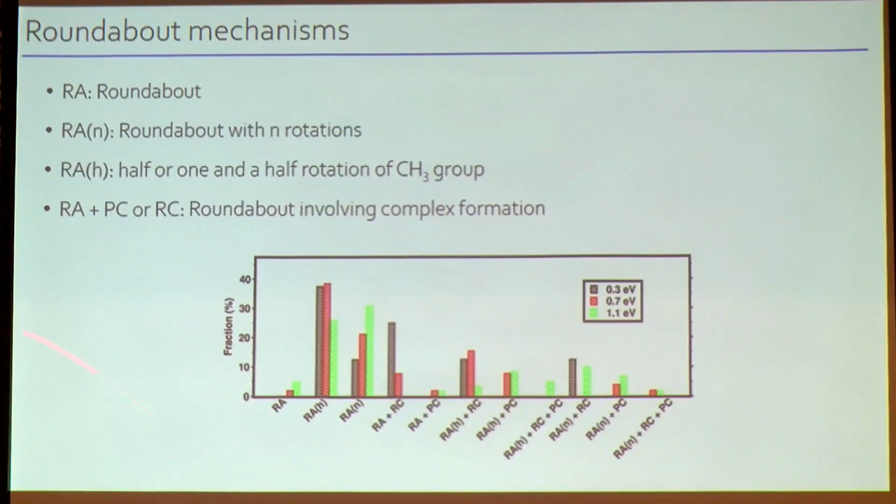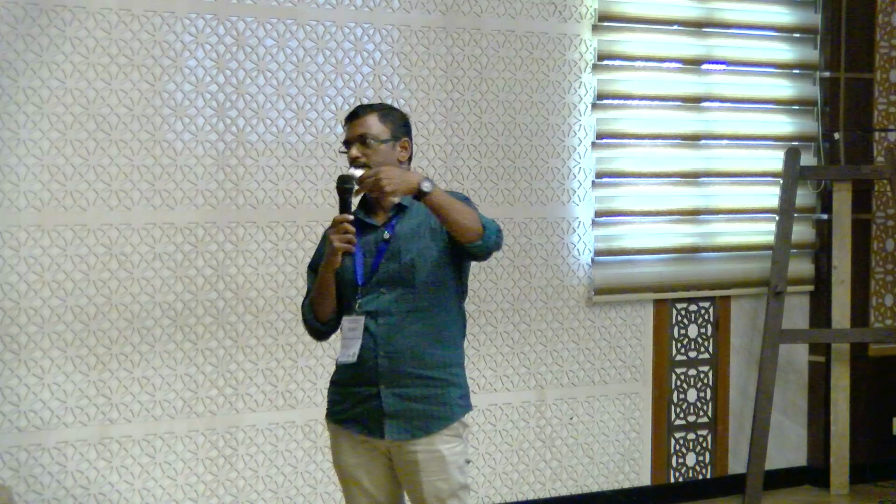We also found this roundabout with N rotations, where the methyl group does these revolutions about the iodine atom before the nucleophilic substitution could take place. There is also this mechanism, which is typically called the half roundabout mechanism. What it is, the incoming nucleophile approaches iodine rather than the methyl group. So it makes the methyl group do half or 1.5 rotation in the trajectories.